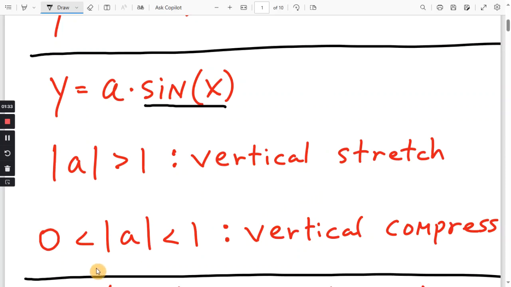If the absolute value of a is in between 0 and 1, that's going to be a vertical compression. So in other words, if this is a fraction between 0 and 1, whether it's positive or negative, it's going to compress it vertically. It's going to make it shorter from top to bottom.